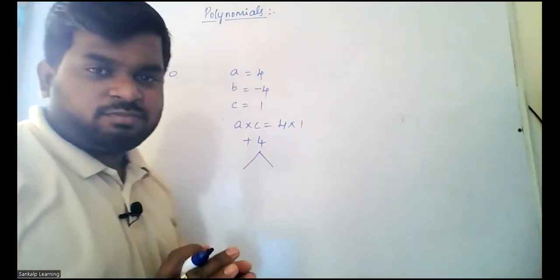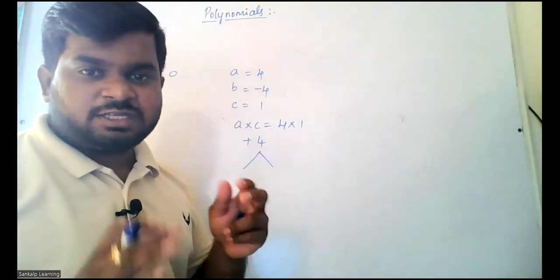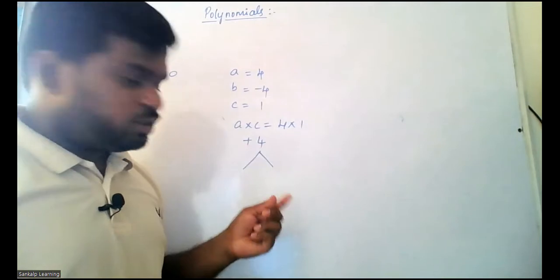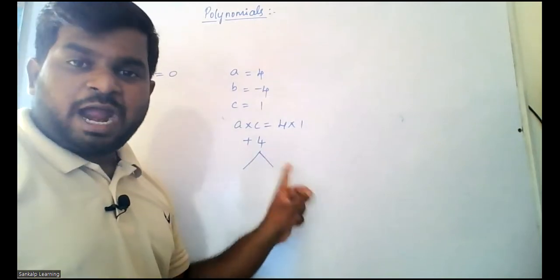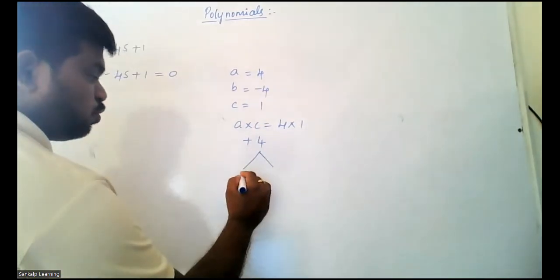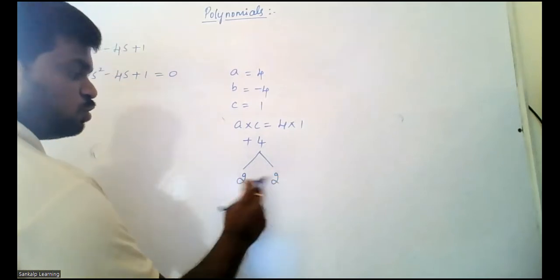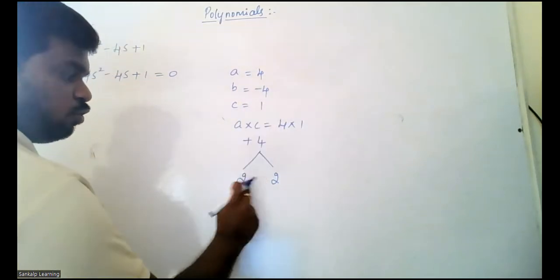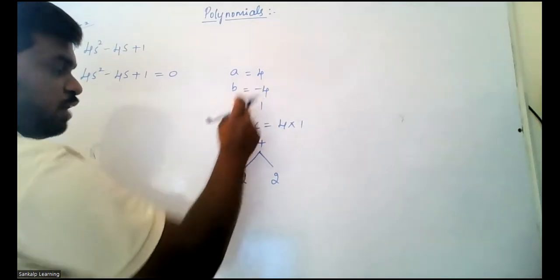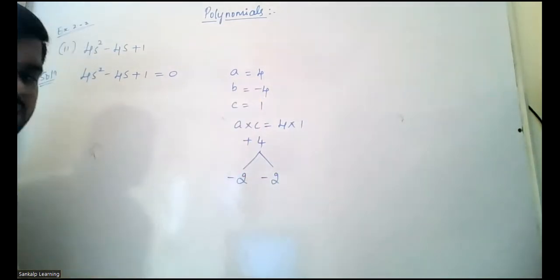Or first, let's not consider the negative sign. Let's focus on the number. It is 4, right? So if you multiply, you should get 4. If you add them, you should get 4. So the number is 2 2s are, isn't it? So 2 2s are 4. 2 2s are 4. 2 plus 2 is also 4. But you have to get negative 4. So therefore, it should be minus 2 and minus 2.